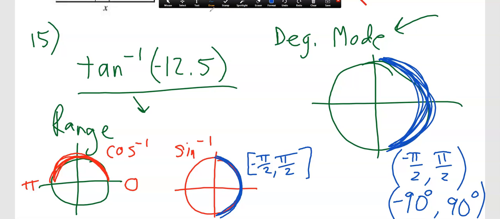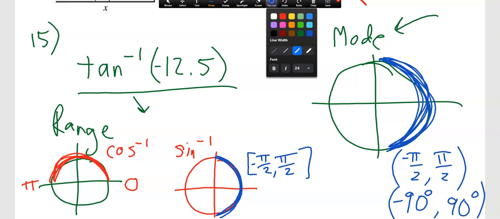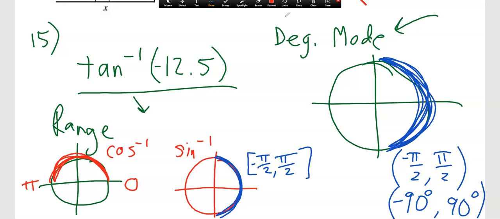Negative 12 and a half. Is that a slope, an x value, or a y value? Come on, negative 12.5. Is that an x value, a y value, or a slope? This should be easy. That's a slope. I mean, the lowest y value or x value you can find on the circle is negative 1, so it wouldn't even make sense to be one of those, right? It has to be a slope.